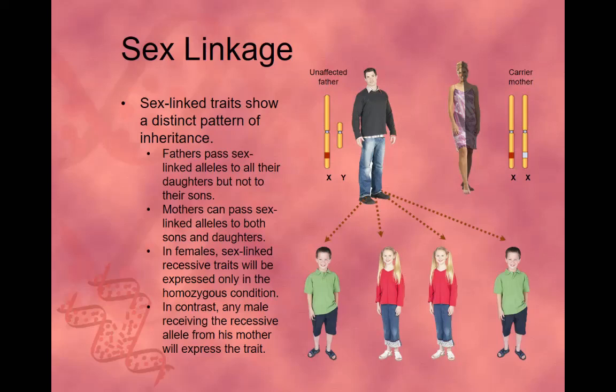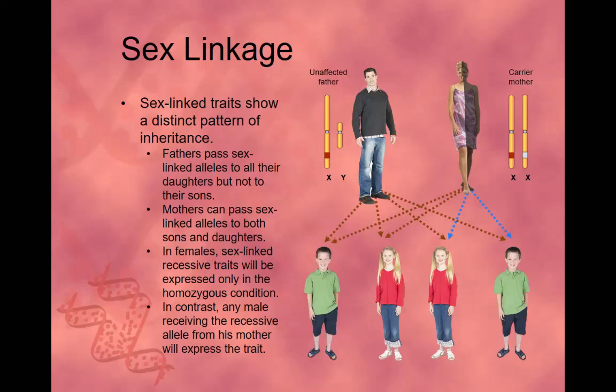So what do you think for the kids? Well, let's start by taking a look at dad. We know that dad gave all of the boys what chromosome? That's right, a Y. And we know that he gave all the girls what chromosome? That's right, his X. And remember, his X is not affected by the disease. Now let's go ahead, oops, jumped too far, and take a look at mom. When we look at mom, she's got one unaffected X and one affected X.